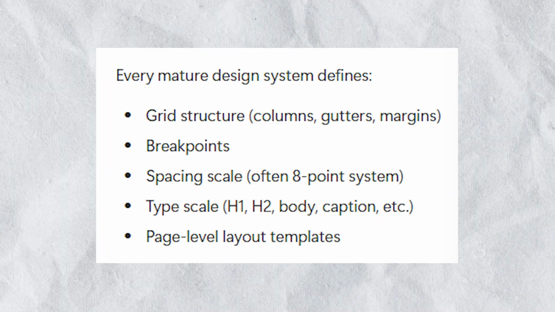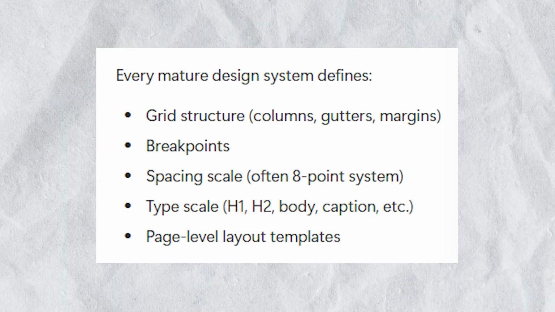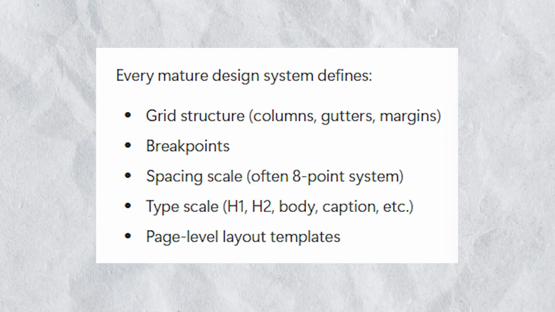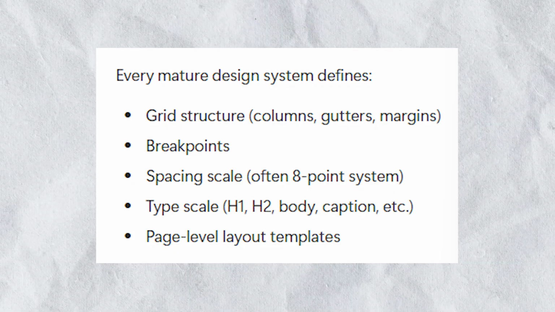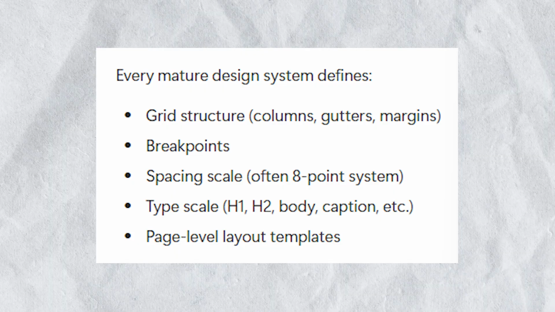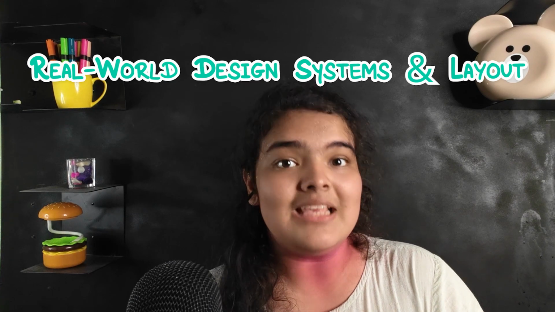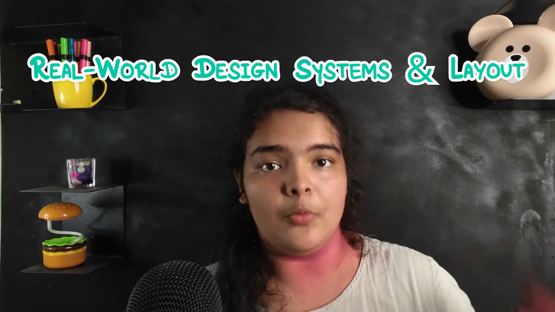Every mature design system defines a grid structure, which is columns, gutters, margins, breakpoints, spacing scales, which is often the 8-point system, a type scale, which is H1, H2, body text, caption, and page level layout templates. Layout is not just optional inside a system, it is the core essential skeleton of the system itself. Now let's look at real world design systems and how major systems approach layout as a whole.